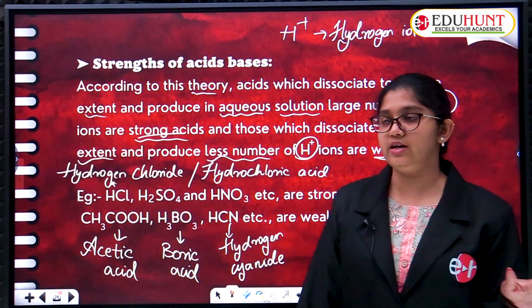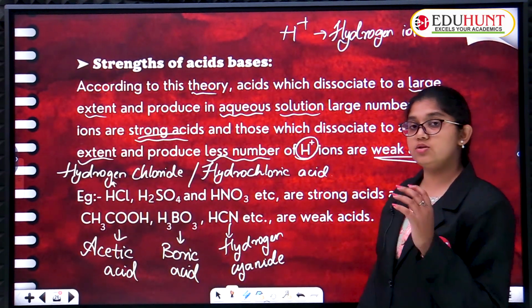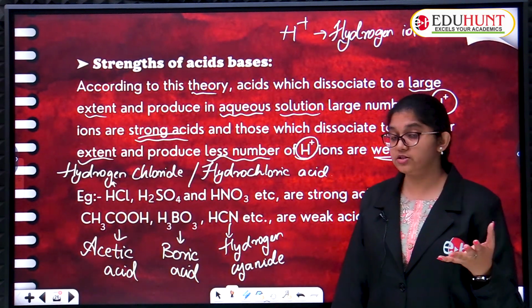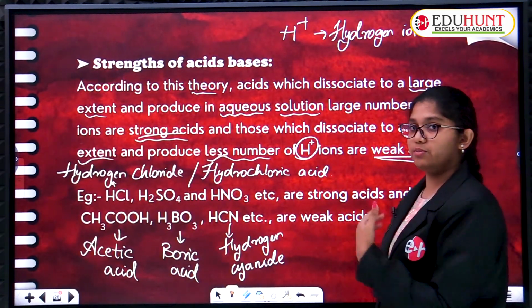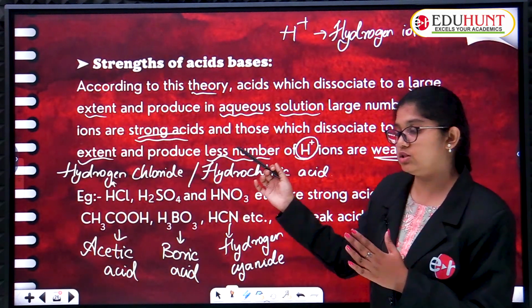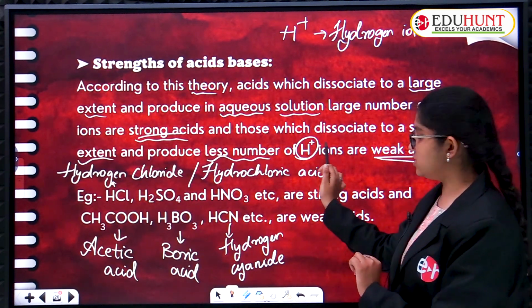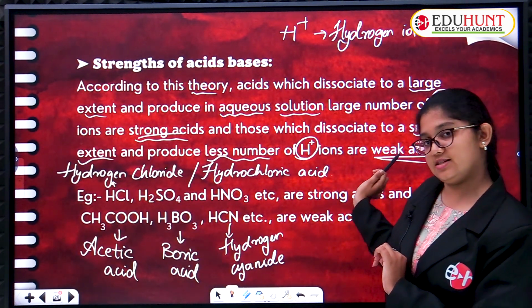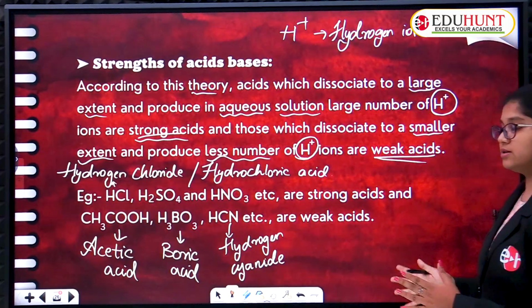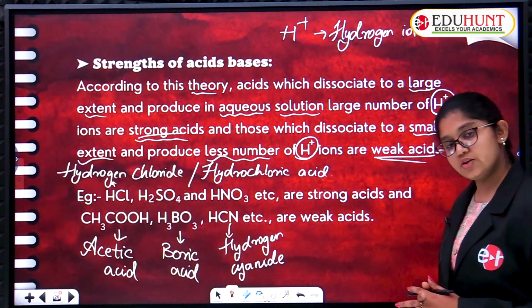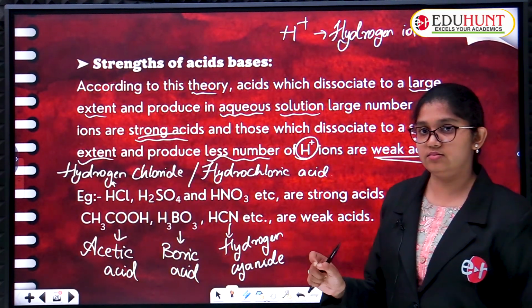Based upon that, we are differentiating based upon the large number and large extent of production of H plus ions. We name it as strong acids. And what about weak? Small extent, producing less number of H plus ions, we name it as weak acids. This is all about the examples of strong acids and weak acids.